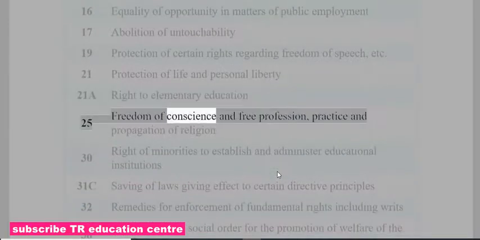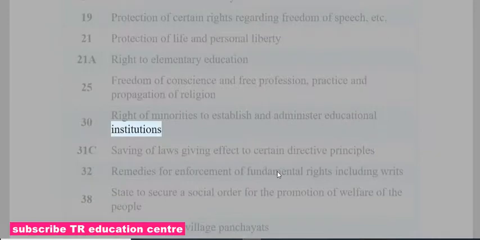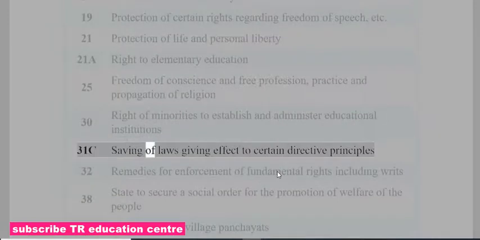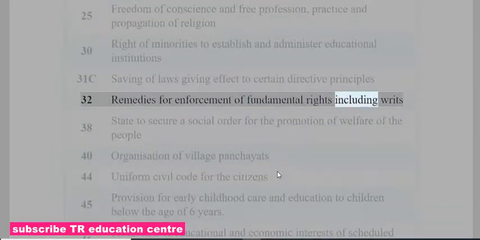25 Freedom of conscience and free profession, practice and propagation of religion. 30 Right of minorities to establish and administer educational institutions. 31C Saving of laws giving effect to certain directive principles. 32 Remedies for enforcement of fundamental rights including writs.